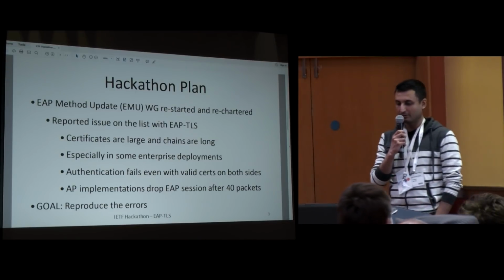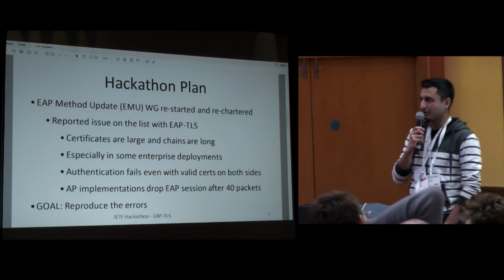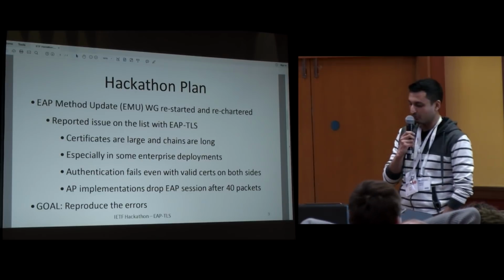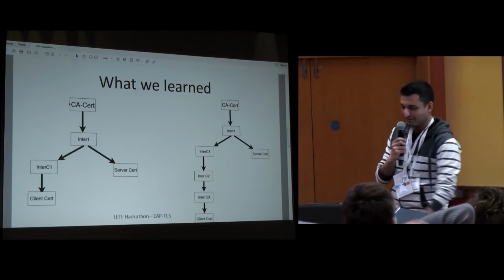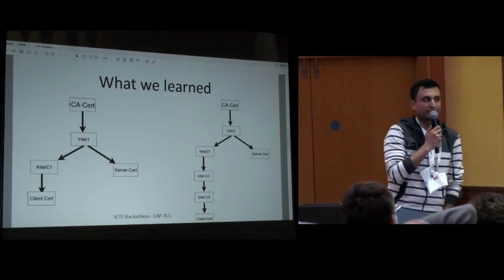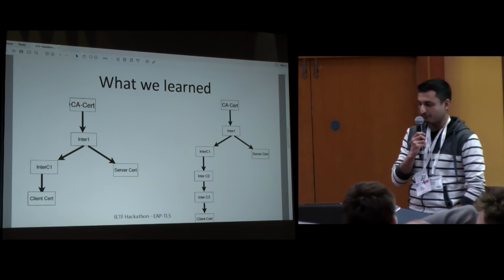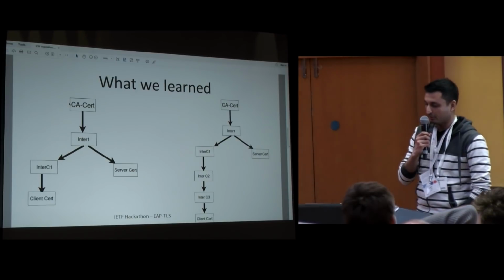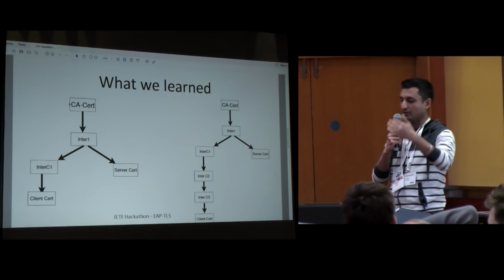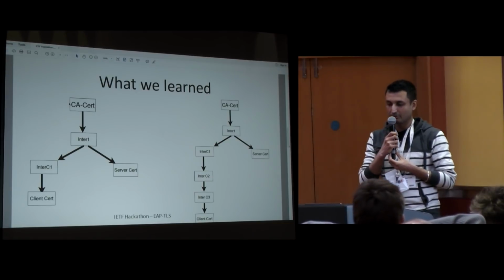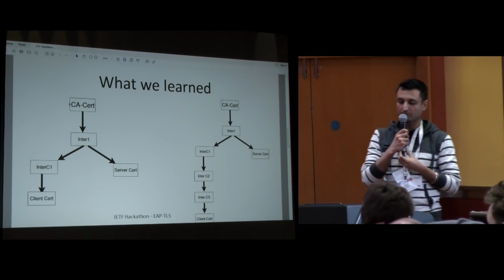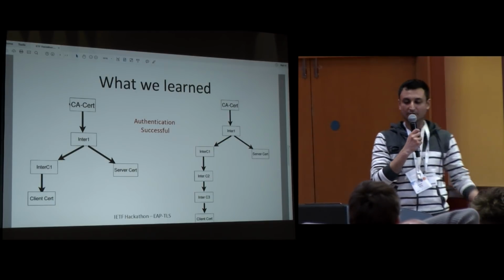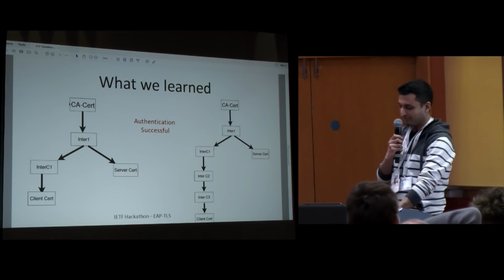So our goal was, can we reproduce this error? In that sense, we were probably the only team that was trying to break something that already works. So we started in the morning yesterday by trying different types of configurations. We had many intermediate CAs, and to reproduce the error, we tried to have very long chains and large certificates, so we were only using RSA keys, but we were still unable to produce the error. Authentication was still successful, and we were very disappointed.